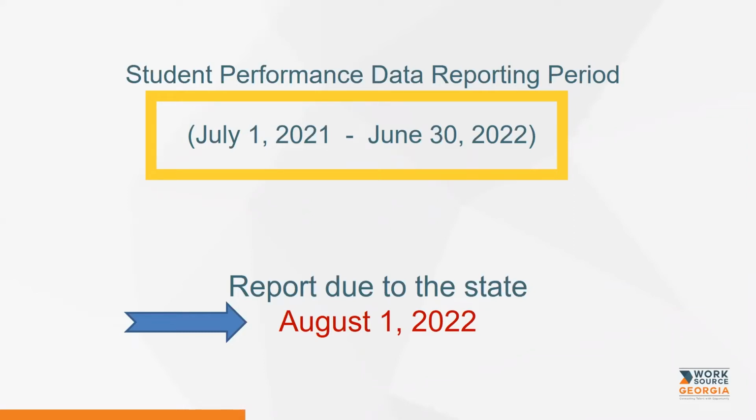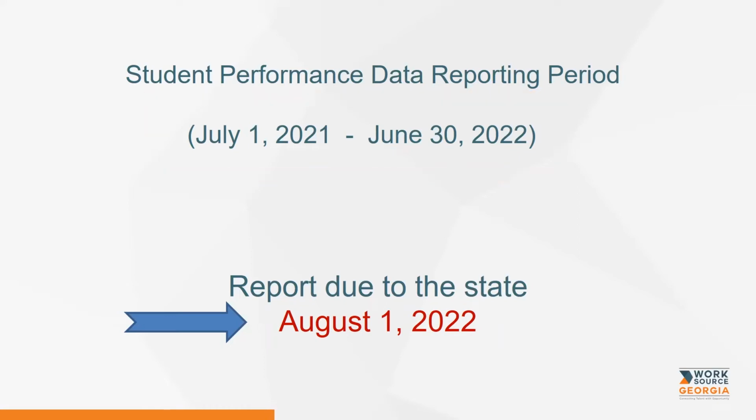Say, for example, you have a program on the ETPL and during the reporting period, 50 students attended the class, but only 5 of the students were WIOA participants. In the data report you submit to the state, all 50 students must be included, not just the WIOA participants. That also means that if you have a class that has no WIOA participants in it, but that course is on the ETPL, you must include everyone in that class, even though there's no WIOA participants inside the class.